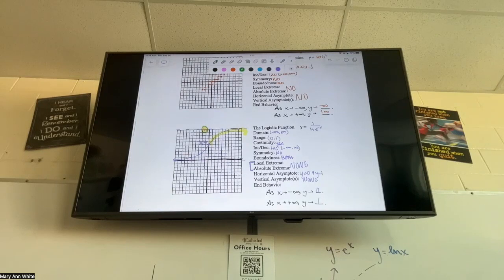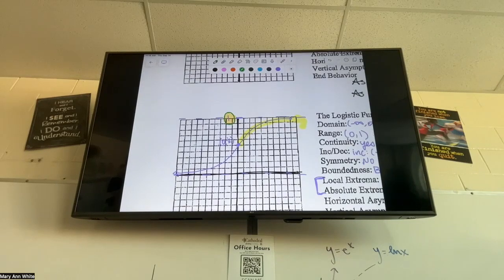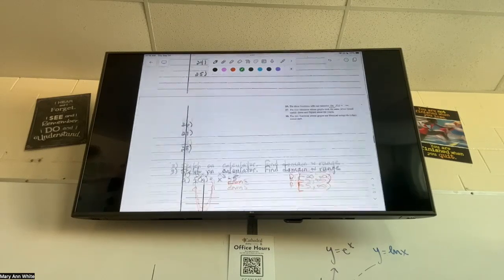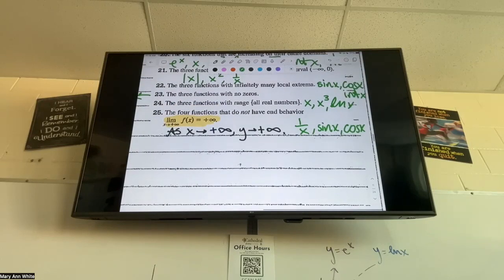Logistic. I know that I drew my logistic really big, but remember logistic has bounds at 0 and 1, with horizontal asymptotes there. It's going to get closer and closer to 1, but it's not going to go to positive infinity. So we're going to say logistic is my last one.